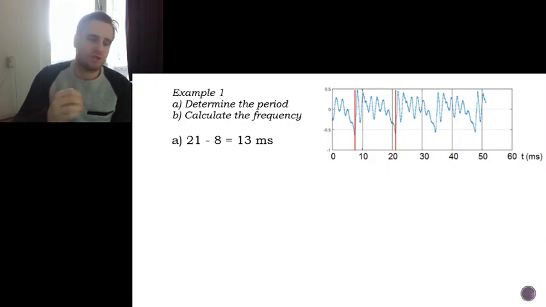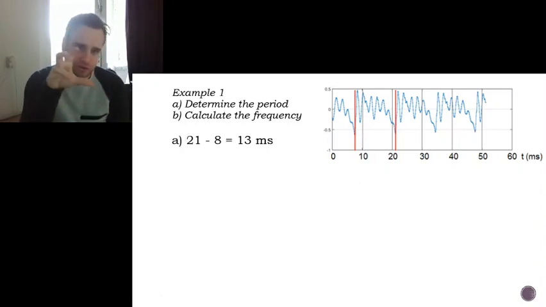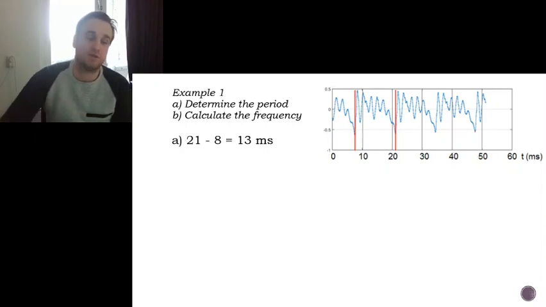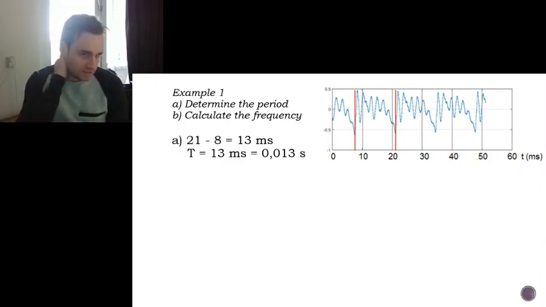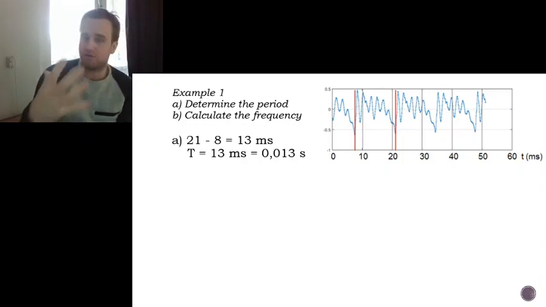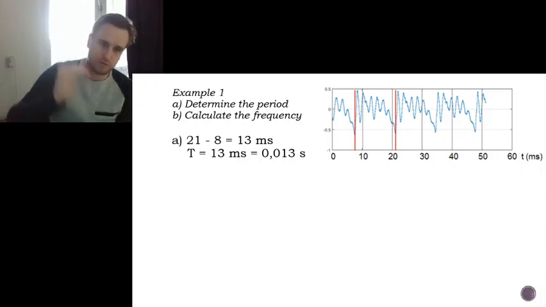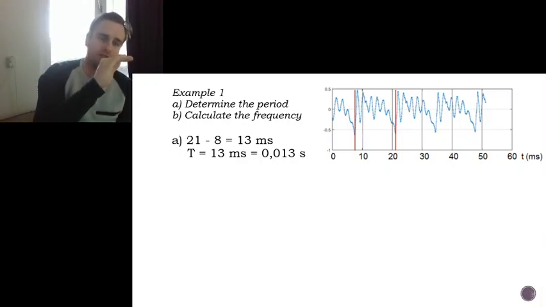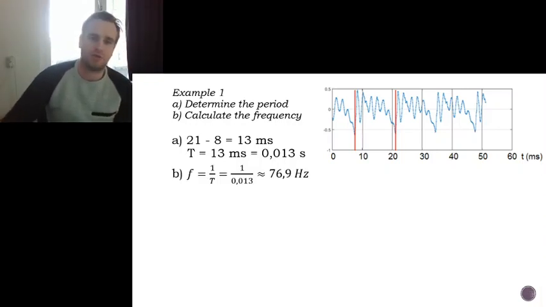The period we always give in seconds. So we need to convert this 30 milliseconds to seconds. So we divide by 1,000. So we get 0.013 seconds. Now you can fill in the formula. The frequency is 1 over the period. 1 gedeeld door de periode. And therefore it's 1 divided by 0.013.